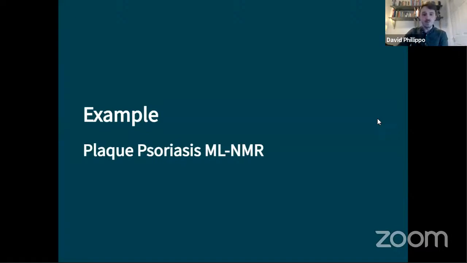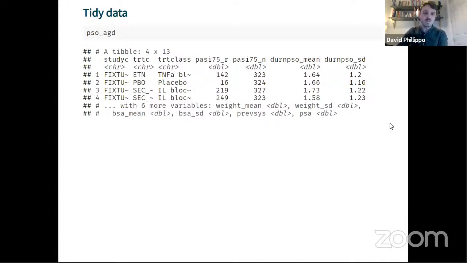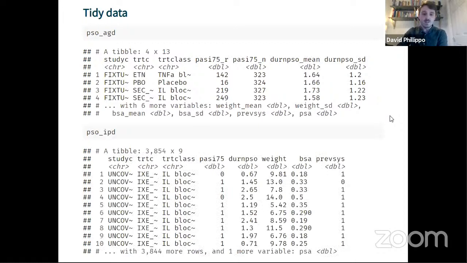So let's apply this to a quick example of treatments for plaque psoriasis. So we start off with some aggregate data here on one study with 4 arms. And you can see that we have some binomial outcomes, so event counts on each arm. And then we also have some covariates, some summary information, so means and standard deviations, and proportions for binary covariates. And then for the individual patient data, we have 1 row per individual. In each of the IPD studies, we have a binary outcome, and then we have their covariate information.